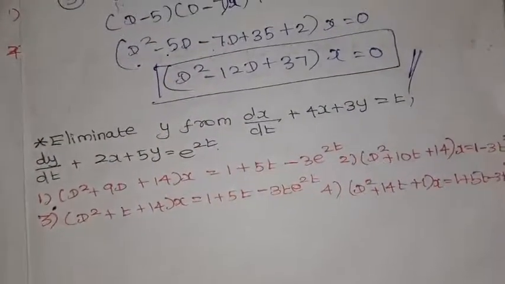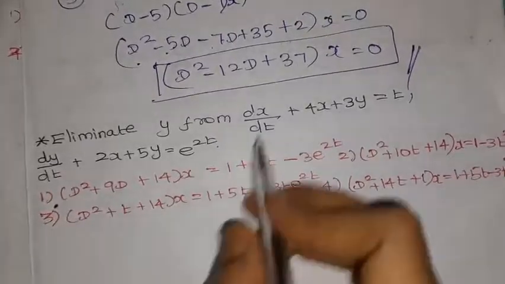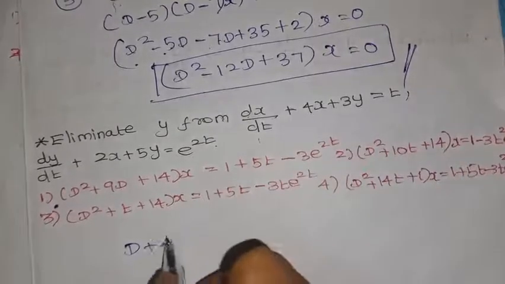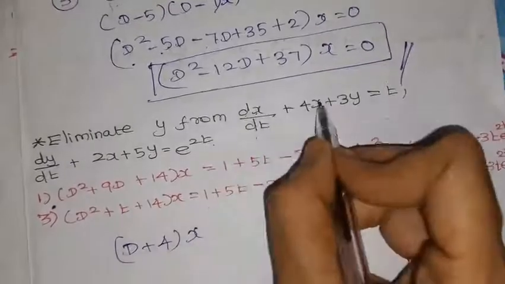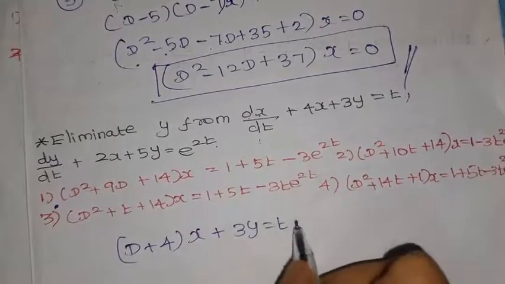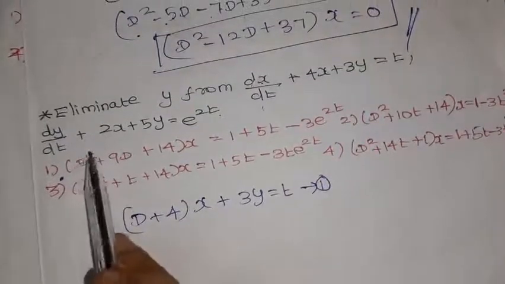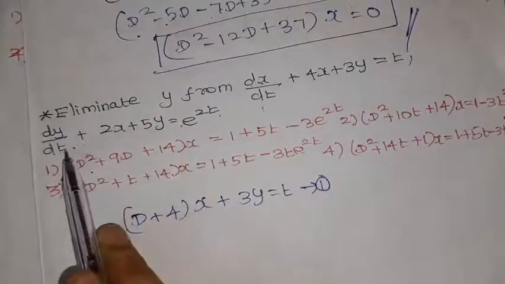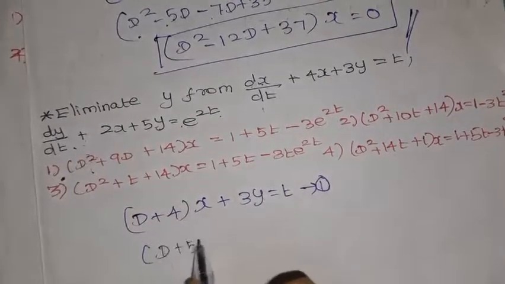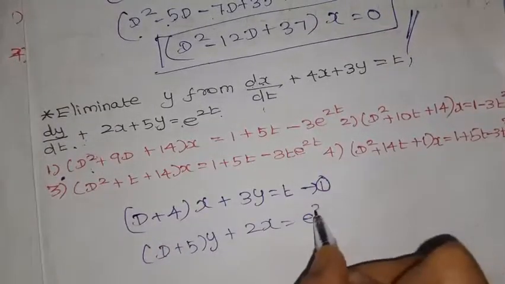Here also the same thing. Eliminate y from the given equations. What is the equation? (D plus 4) into x plus 3y equal to t. Say it is equation 1. Then here (D plus 5) into y plus 2x equal to e power 2t. This is equation 2.